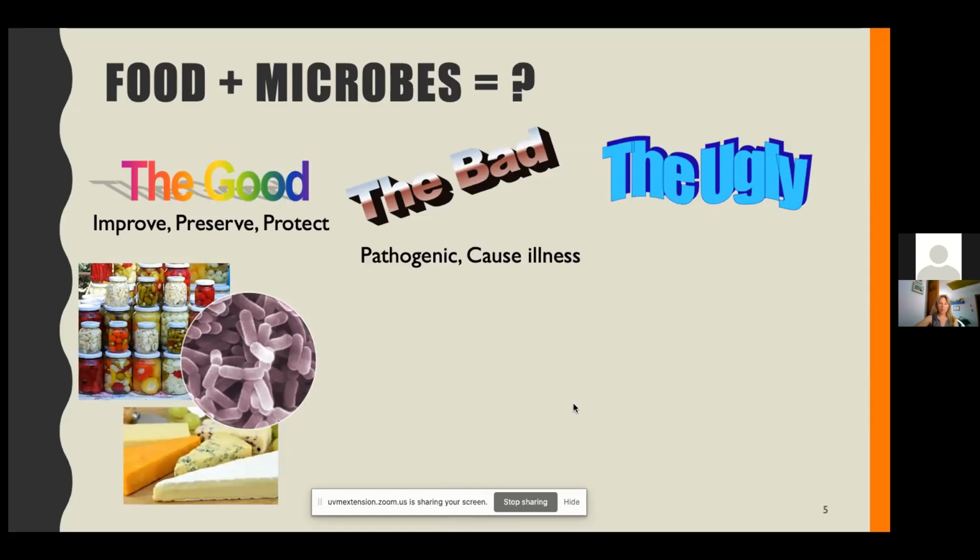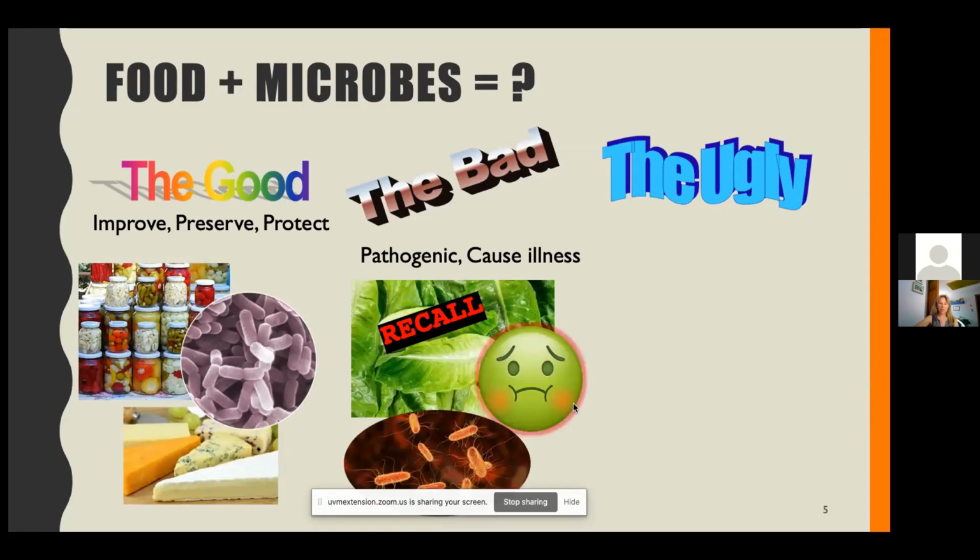The bad are pathogenic. They cause illness. So they'll make you sick. These are organisms like Listeria, like E. coli, I'm sure you all have heard of it, and Salmonella, which you guys can hear more about in Dr. Etter's presentation later. So these will be on food, you'll ingest them, and they'll multiply within you, causing nausea, diarrhea, vomiting, all of those bad things that we associate with foodborne illness.